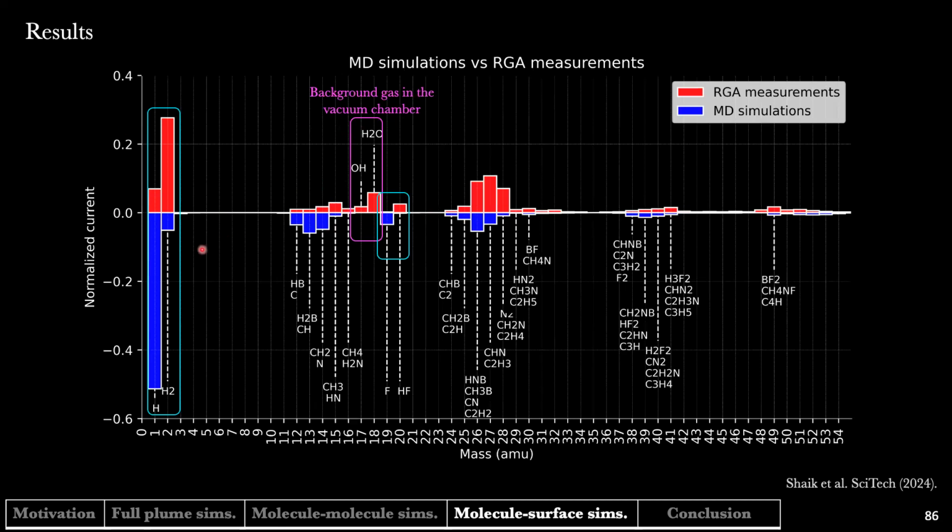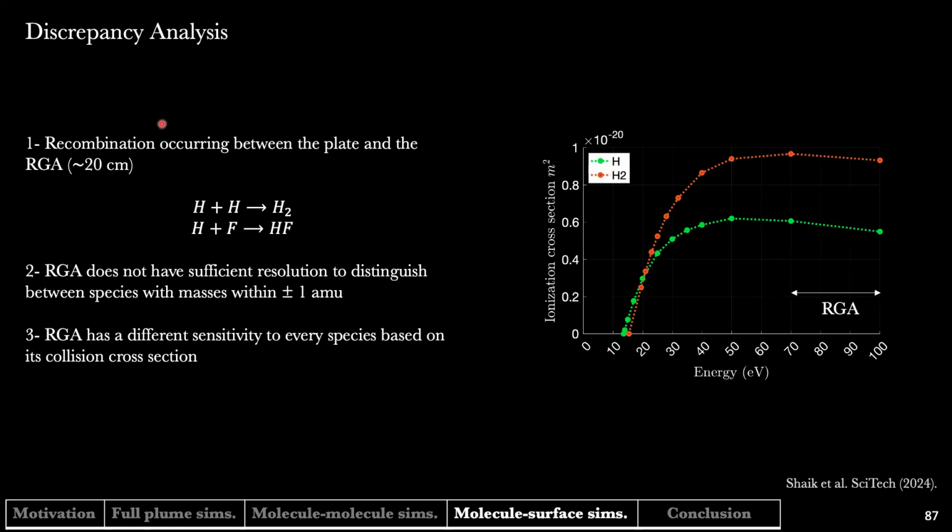And then there's this discrepancy here. That is, we predict more atoms of hydrogen, but they observe more H2. And we predict more fluorine atom, F, and they observe more HF. And there are some reasons that can explain this discrepancy. So first is the recombination that can take place between the collision area and the RGA, that is about 20 centimeters. So two atoms of hydrogen can recombine to give H2, and an atom of hydrogen can recombine with an atom of F to give HF.